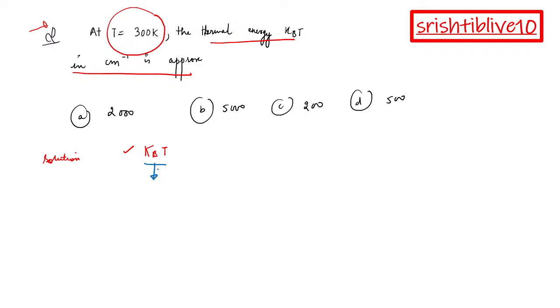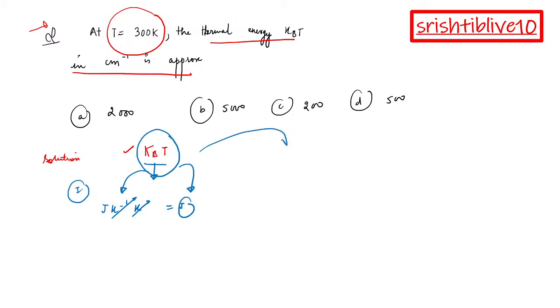kB is your Boltzmann constant. What are the units of the Boltzmann constant? The unit of the Boltzmann constant is joule per Kelvin, and the unit of temperature is Kelvin. So Kelvin inverse and Kelvin will cancel out, and you will be left with joule. We know joule is an energy unit, so definitely kBT is an energy expression.